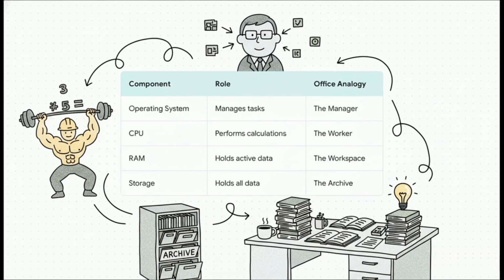RAM is their desk, their immediate workspace. They only keep the files they're working on right now on the desk for super fast access. And storage? Well, that's the giant archive room, the huge filing cabinet where every single file is kept safe for the long term. Now, the key thing to remember is that the desk, RAM, is electronic and unbelievably fast, but it gets wiped clean when you turn the power off. The archive, storage, is a bit slower, but it holds on to everything permanently.